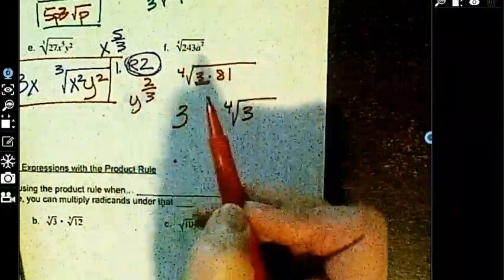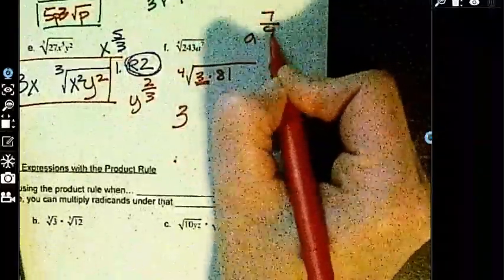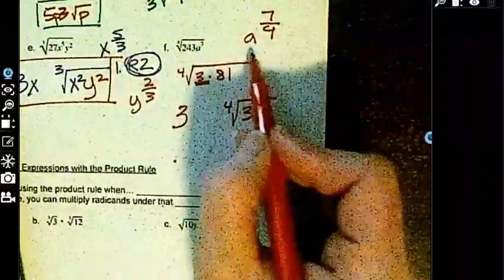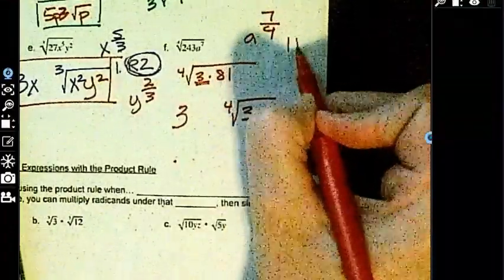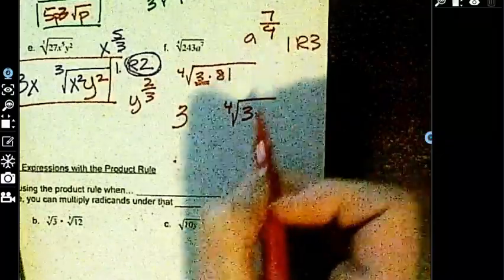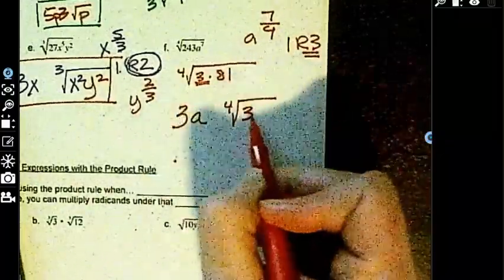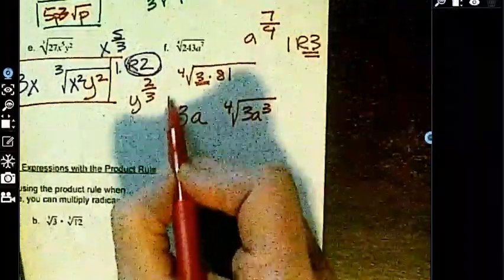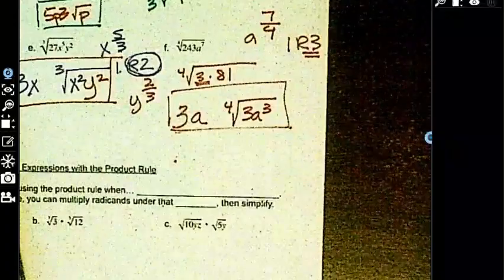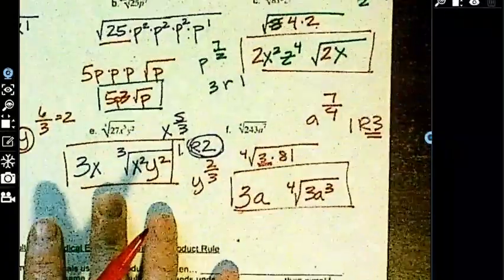Now, what about this a to the 7th? Let's think of it as a to the 7/4. Well, at least one a can come out. 7 divided by 4 is 1 remainder 3. So 1 a can come out, but 3 a's, a cubed, have to remain under that fourth root sign. Okay, so that's simplifying with variables.